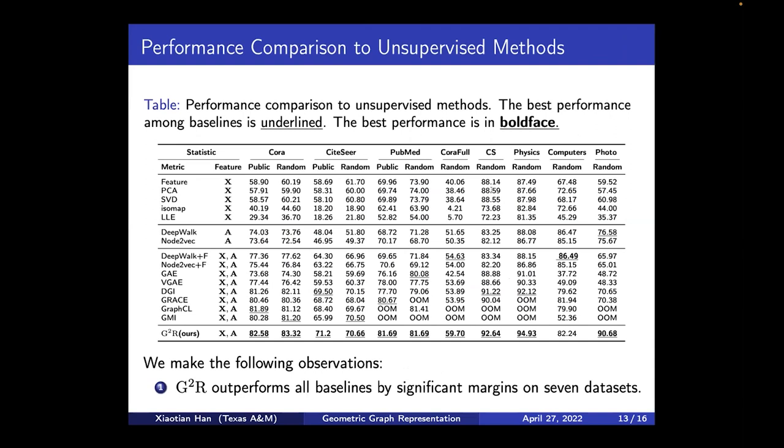And we also do some performance experiments. The first one is compared to the unsupervised methods. We compare to the original feature and PCA and SVD, matrix decomposition methods. We also compare to the DeepWalk method and some contrastive learning methods. We first learn the representation and use the node representation to do the node classification task. We can see that our model outperforms all the baselines by a significant margin on all the data sets we use.